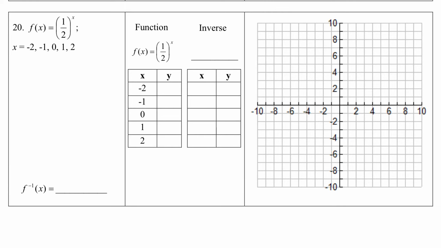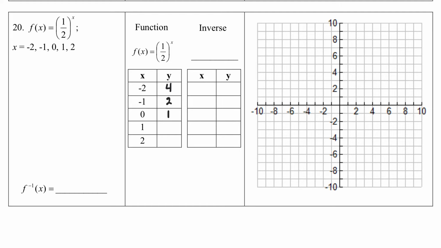Okay, we're going to be graphing f of x equals 1/2 to the power x. And I'm going to graph that on my calculator. Y equals parentheses 0.5, which is the same thing as 1/2, to the power x. And I know that when x is negative 2, it's 4. So I'm going to write that. We have 4.